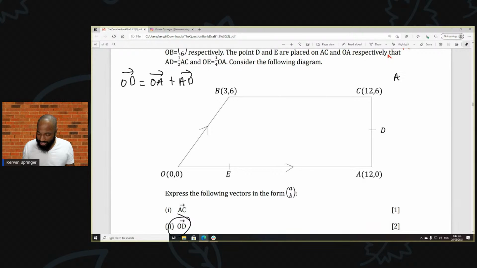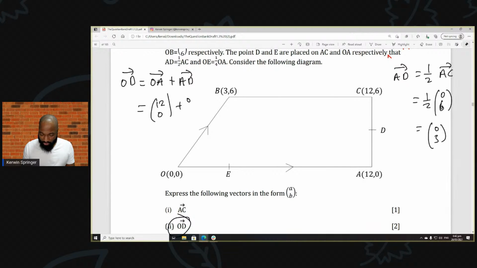Keep it in mind that A to D is the same as half of A to C, which we just found. Half of 0, 6, which is divide everything, you get 0, 3. So therefore, O to D is the same as O to A, which is 12, 0 plus 0, 3.